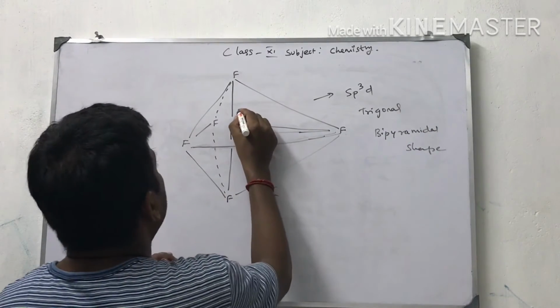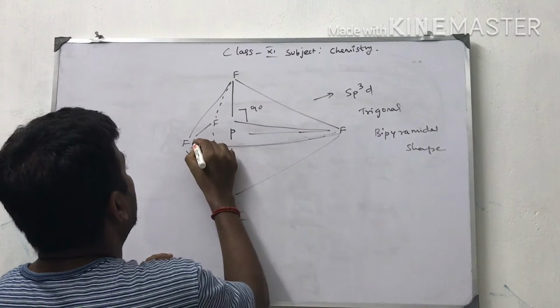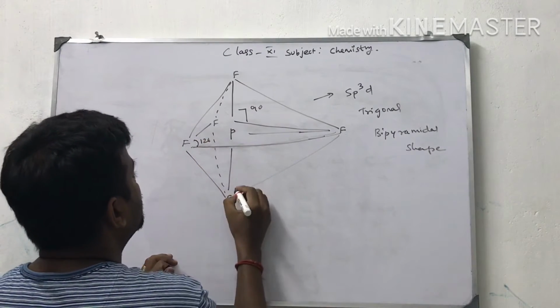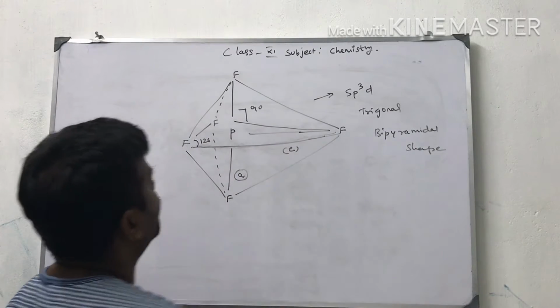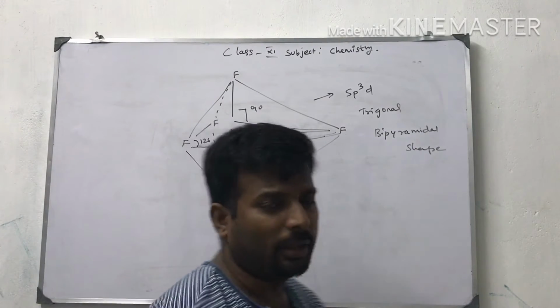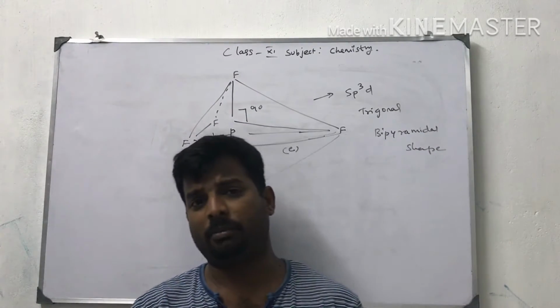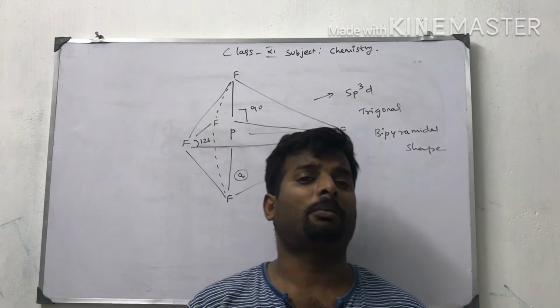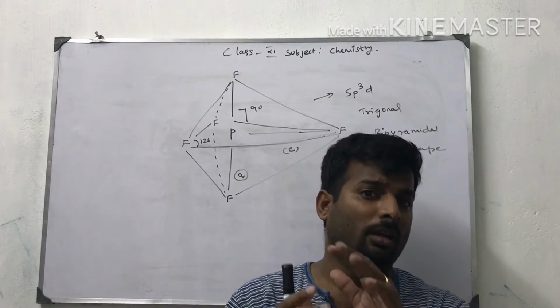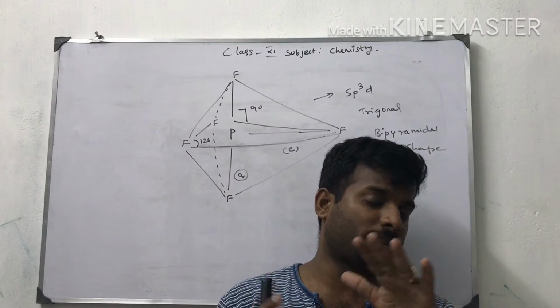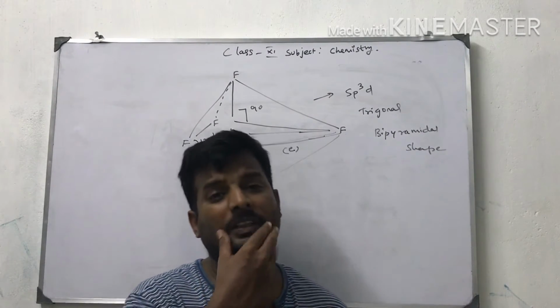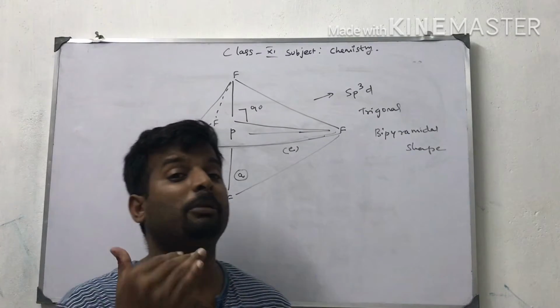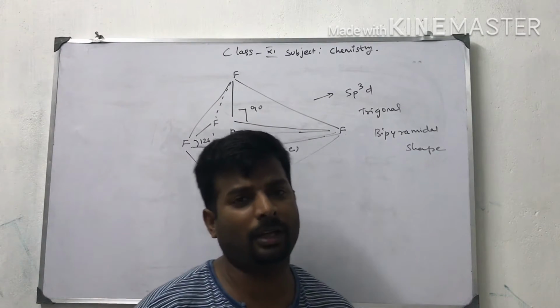The bond angle between this is 90 degrees and this is 120 degrees. This bond is called the axial bond and this bond is called the equatorial bond. To minimize the repulsion between the bonding pairs, the electron pairs are arranged at the corners of the trigonal bipyramidal shape molecule. This arrangement will help to minimize the repulsion between the bonding pairs.